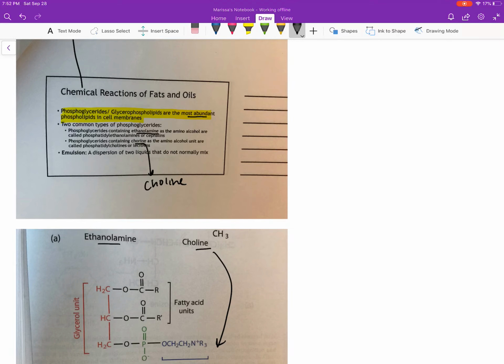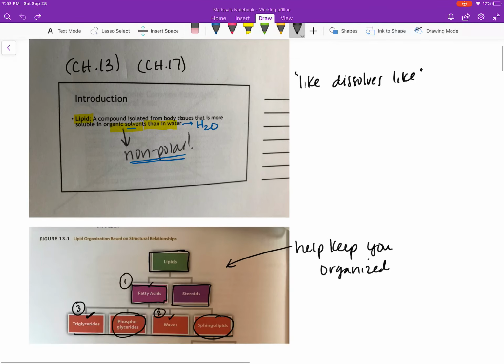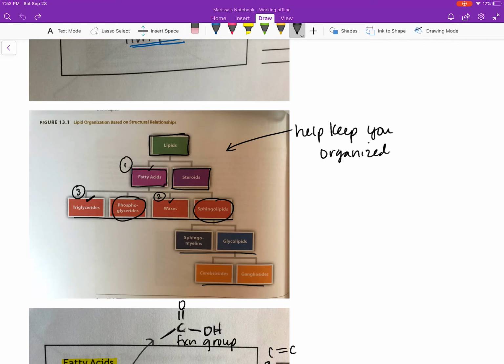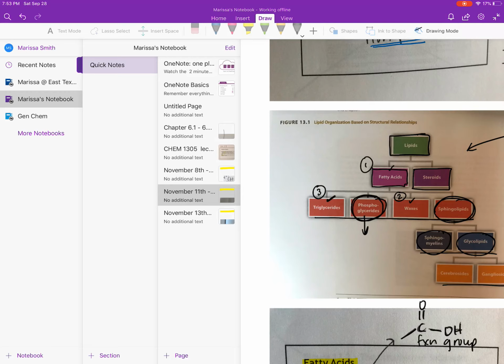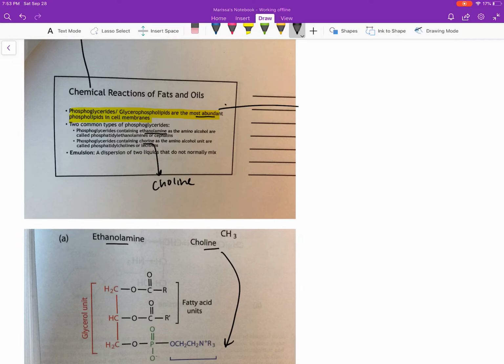Okay, so if we're trying to keep track of our overall flow chart from the last time, let's see if we can pull that up. Perfect. Okay, so we are looking at sphingolipids, and we have the sphingomyelins and the glycolipids. But then we are in this phosphoglycerides when we're talking about the two groups on the last slide. Okay, so we were under that subgroup.